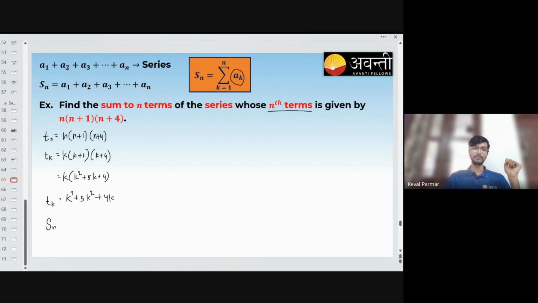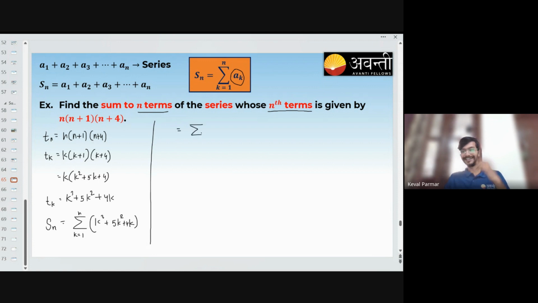So what will be Sn equal to, guys? Sn will be equal to summation, first n terms, sum to n terms. That means k, the starting point will be 1 and ending point will be n. And what is Tk? It is k cube plus 5k square plus 4k. Now let's split the summation. I'm not writing the start and end every time. So I'll get summation k cube plus 5 is a constant, summation k square plus 4 is a constant, summation k.